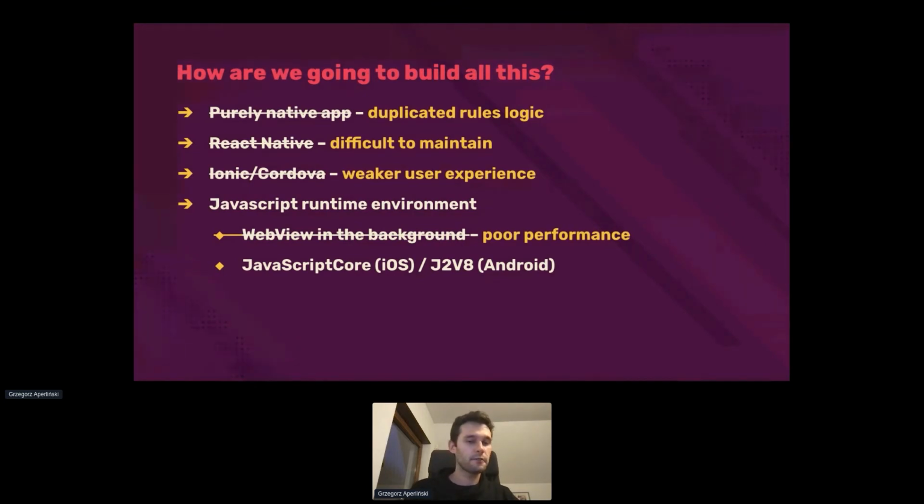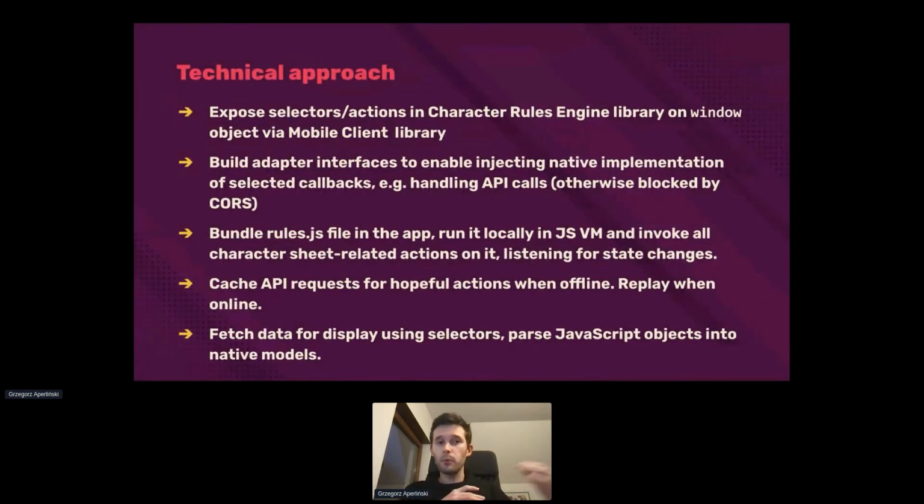So we removed that from the list, and we ended up with JavaScript Core and J2V8. So how did we approach delivering that? Well, we took the character rules engine library and wrapped it with a client app that exposed all the selectors and actions, something that should be familiar to React or Redux developers. We exposed them onto a window object.